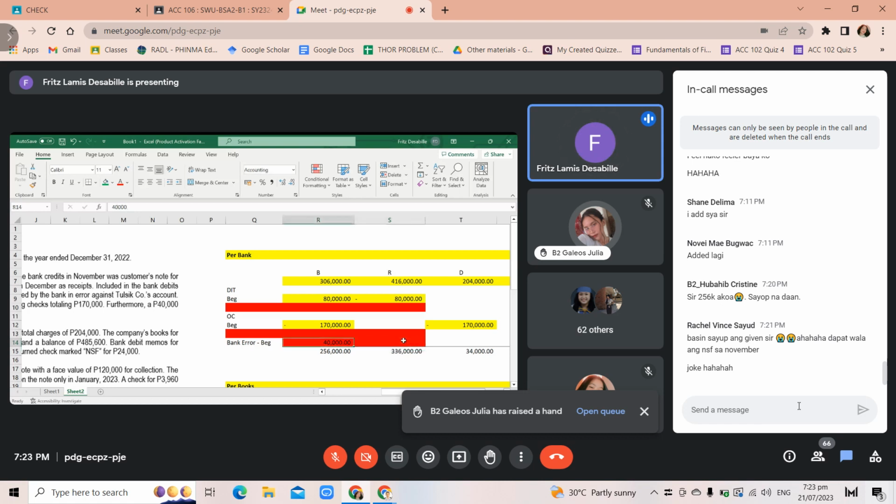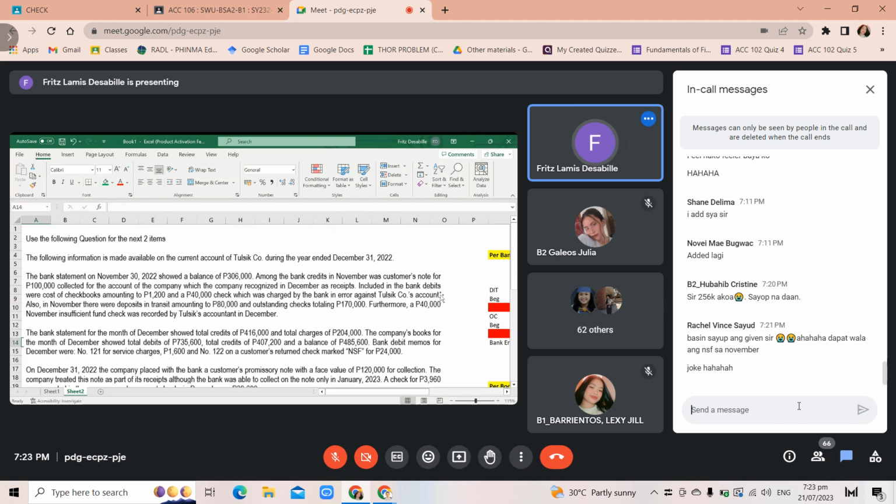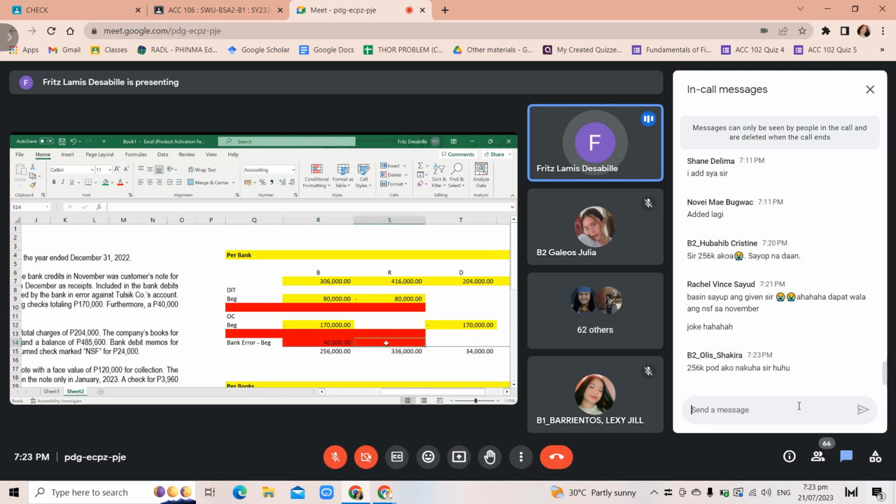Okay. Ani. Further, guys, the 40,000 check which was charged by the bank in error against Tolsec. So ang actually ni siya, ang 40,000 was charged in error by the bank. So sayop siya ang pag-charge. So kailangan nato siya i-restore back. And to restore it back, tango nato and take out the receipts. Correct. Tama naman.